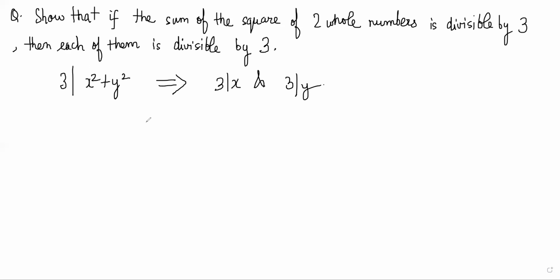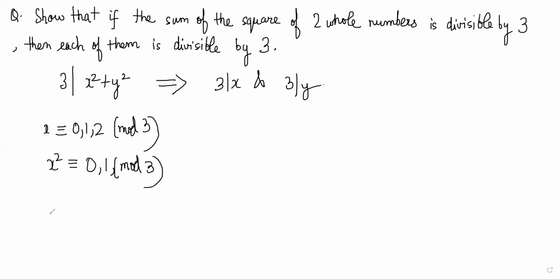This is easy, right? Before, the squares were all congruent to 1 mod 3, so it was impossible. This is easier because it is only 0, 1, 2. So x can be 0, 1, 2 mod 3, so x square will be 0 or 1 mod 3, and similarly y square will also be 0 or 1 mod 3.